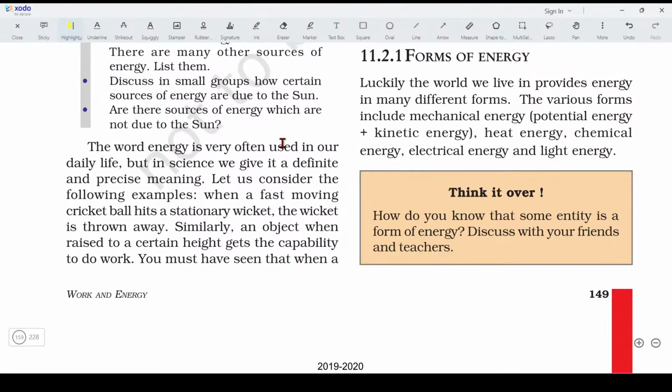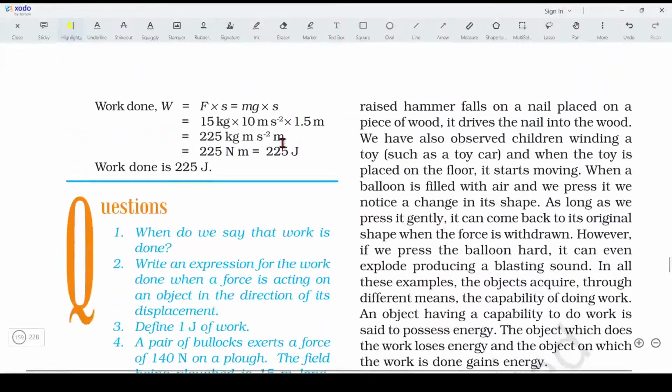The word energy is very often used in our daily life, but in science we give it a definite and precise meaning. Let us consider the following examples. When a fast moving cricket ball hits a stationary wicket, the wicket is thrown away. Similarly, an object when raised to a certain height gets the capability to do work. You must have seen that a raised hammer falls on a nail placed on a piece of wood. It drives the nail into the wood. We have also observed children bending a toy, such as the toy car, and when the toy is placed on the floor, it starts moving.